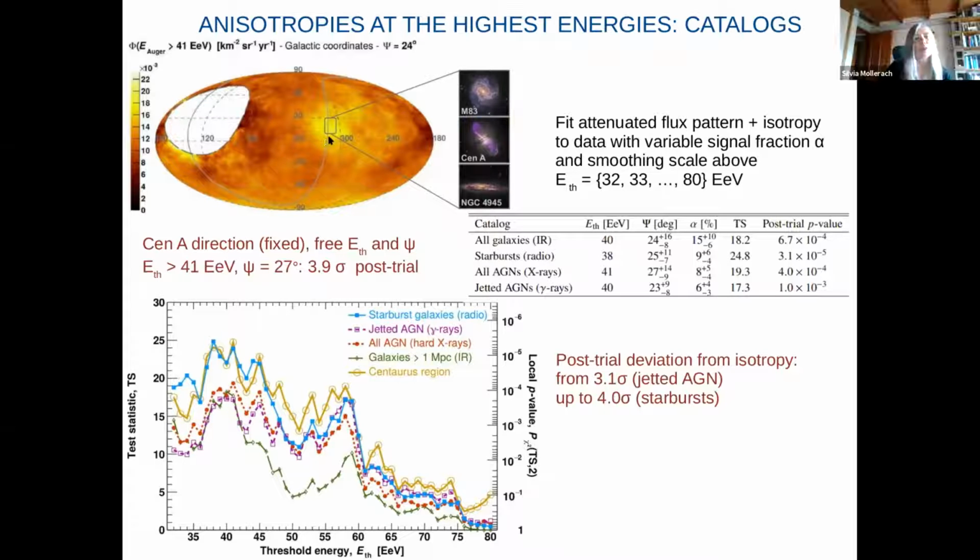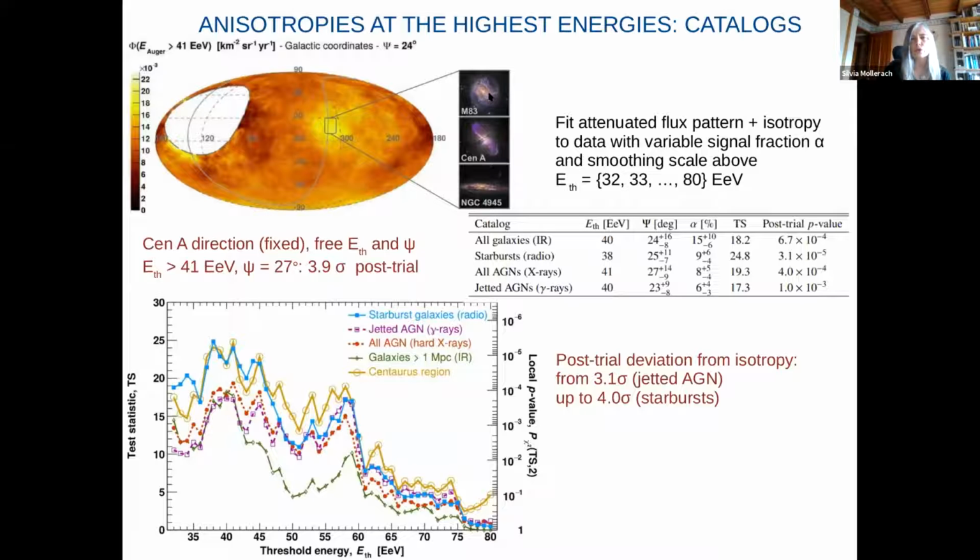We can look in more detail at which objects could give rise to the excesses. In the Auger region, the radio galaxy Cen A is one of the most prominent ones. And the observed excess around that direction at energies above 40 EeV has a significance of 4 sigma.